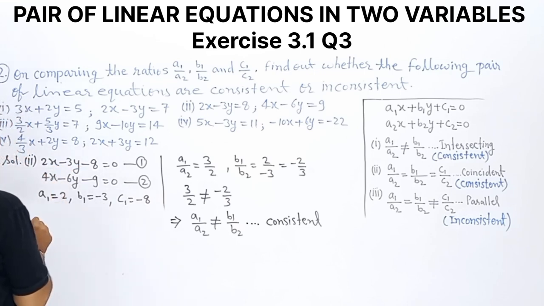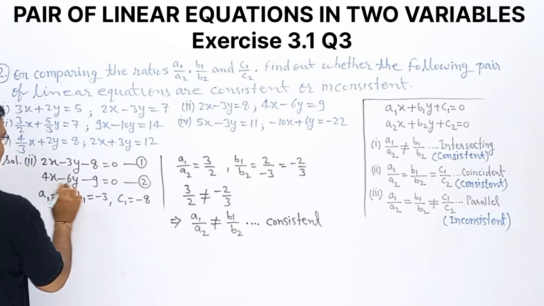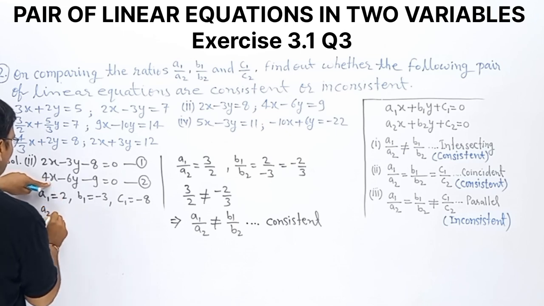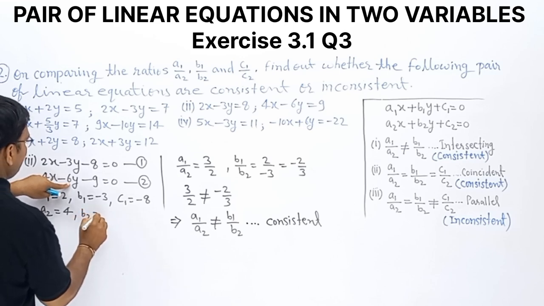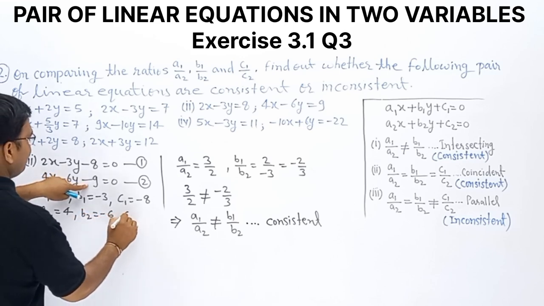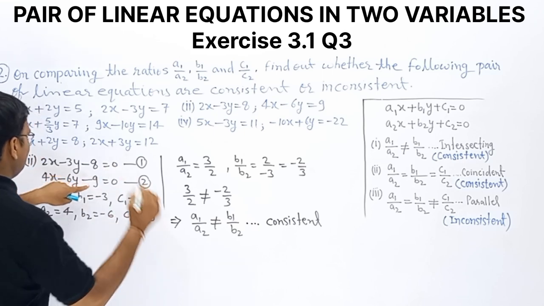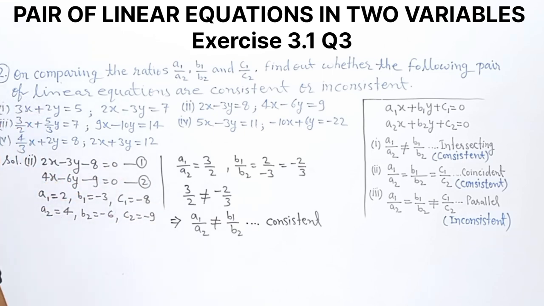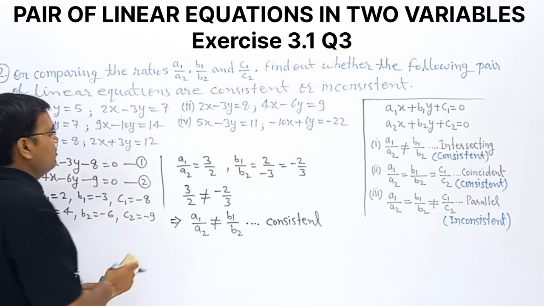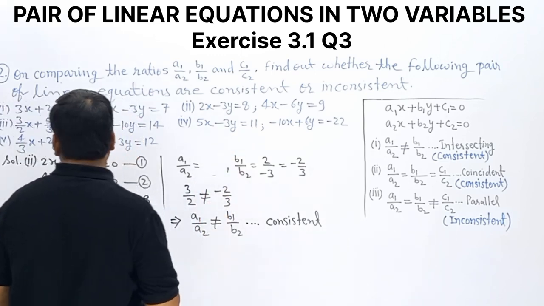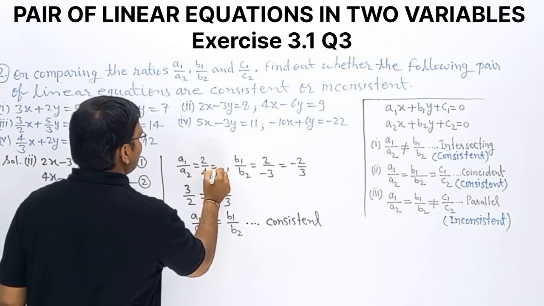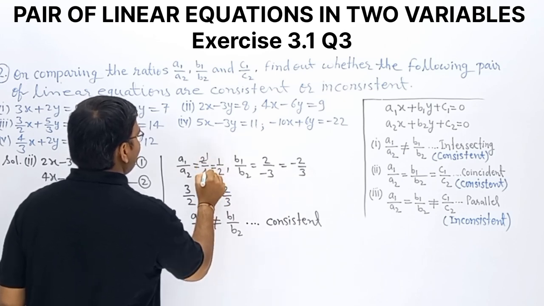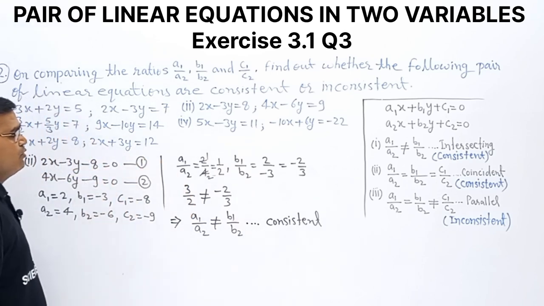Clear? Now write values of coefficients of equation 2. Coefficient of x will be a2, and this will be 4. Coefficient of y will be b2, and this will be minus 6, and constant term c2 will be minus 9. Clear? Now find the ratios. How will we find the ratio? Observe. a1 upon a2 is what? 2 upon 4, and once we solve we are getting 1 by 2.